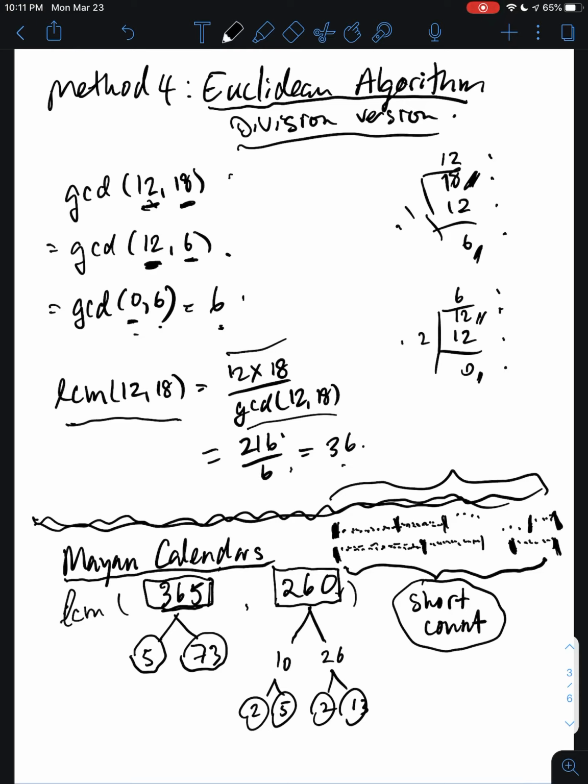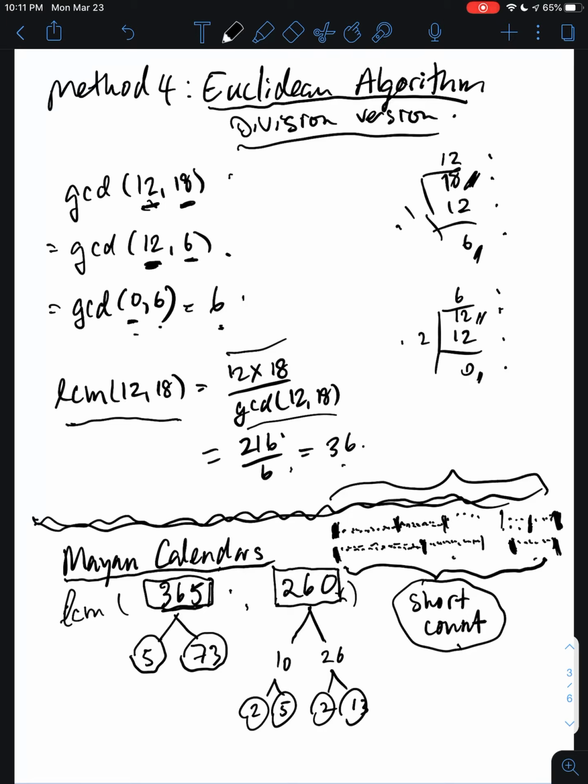So the short count has to be a multiple of 260. That's because these 260-day calendars fit exactly into a short count. The short count also has to be a multiple of 365 because these longer agricultural calendars also fit exactly into the short count. So we know that the short count is a multiple of both 365 and of 260.